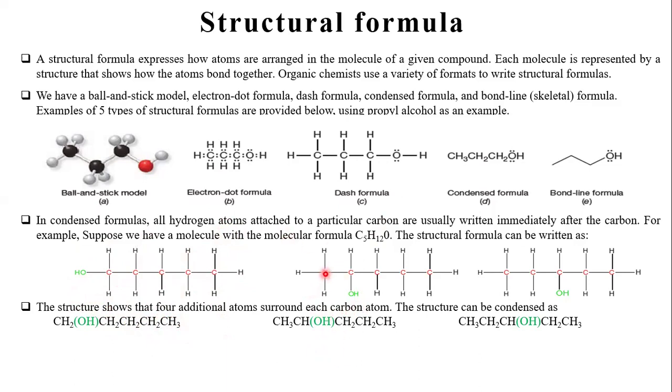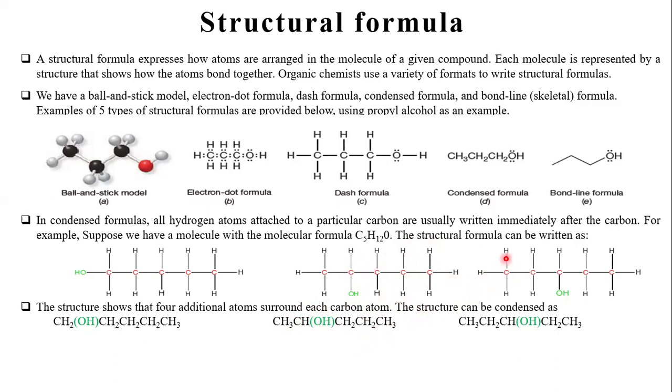The same thing applies to the second structure. The first carbon is surrounded by 3 hydrogens, so CH3. The second is surrounded by 1 hydrogen and 1 OH, so CH and then OH. The third is surrounded by 2 hydrogens, and the fourth, 2 hydrogens, and then the last is surrounded by 3 hydrogens.